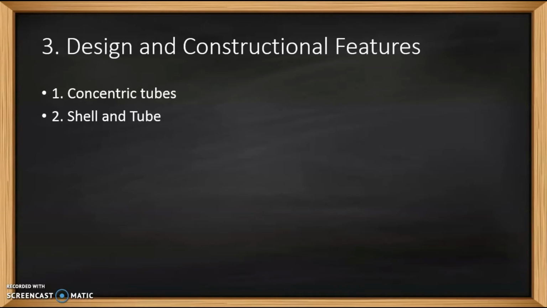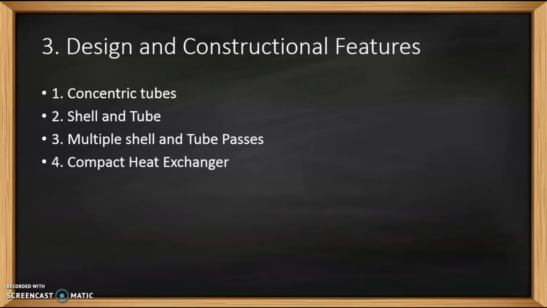Second is shell and tube, third is multiple shell and tube passes, and fourth is compact heat exchanger. So let us understand all the four using some standard schematic diagrams.